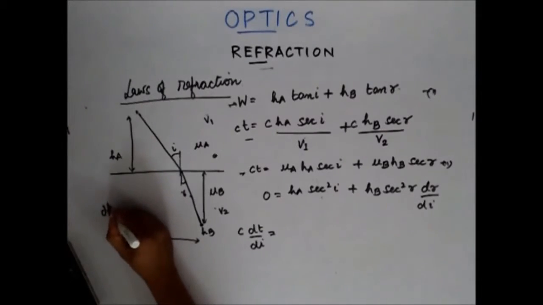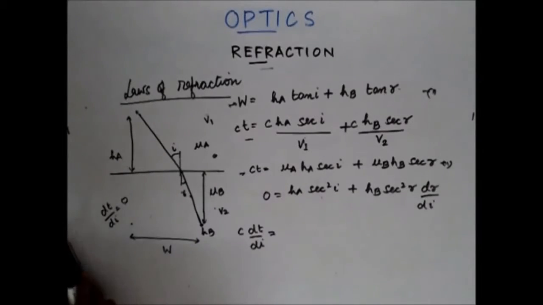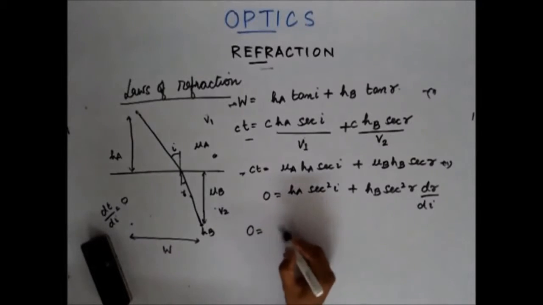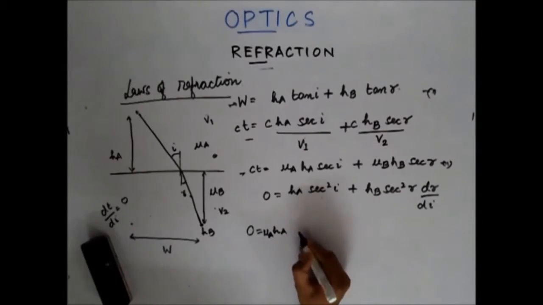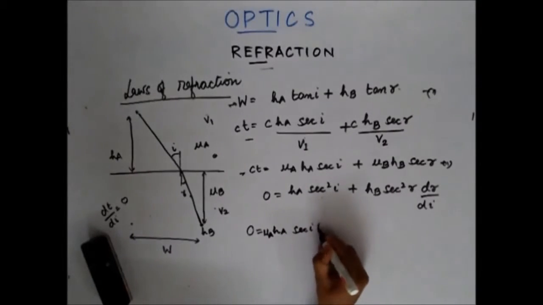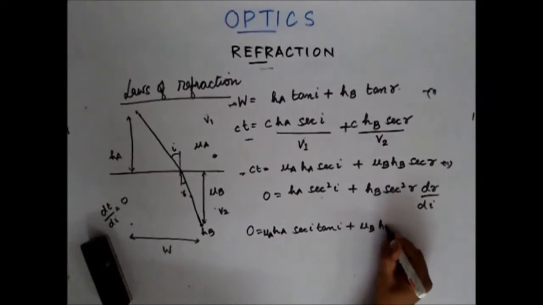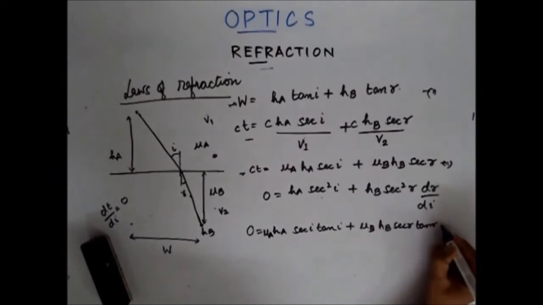This we had studied in the maxima minima chapter of calculus, that whenever some function is minimum or maximum, its differentiation is 0. So this quantity dt by di is 0. So c into 0 is 0. So I'll write 0 is equal to HA mu A sec I, and when I differentiate, I'll get sec I tan I, plus mu B HB sec R tan R dr by di.